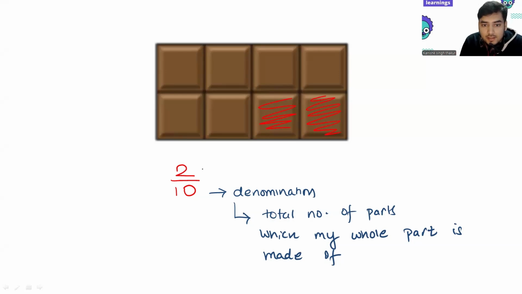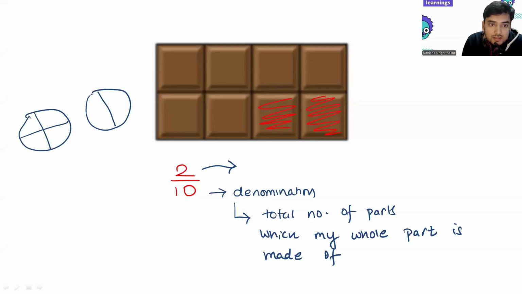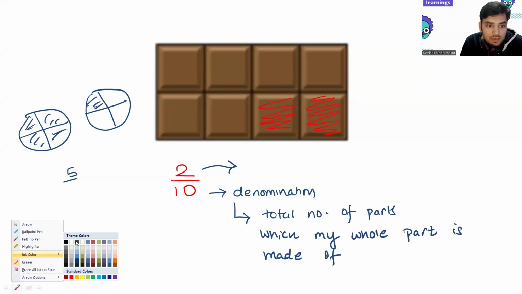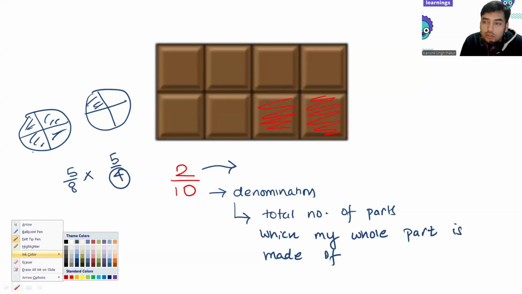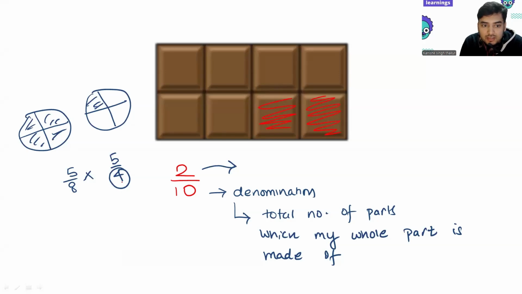What I mean by this is, suppose I have pizzas like this. One pizza I selected fully, and in another pizza I just selected one part. Here I won't be writing 5 over 8. You must be thinking that there are 4 here and 4 here, so the total number of parts is 8. No, here you'll be writing it as 5 over 4 only. 4 is the total number of parts which your whole is made up of. Your whole pizza is made of only 4 parts, so the denominator would be 4 only.